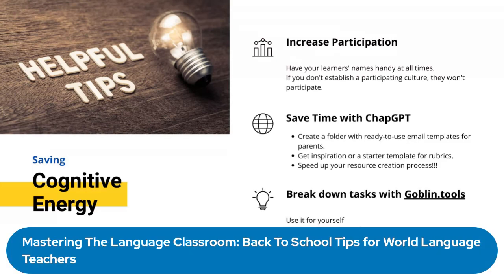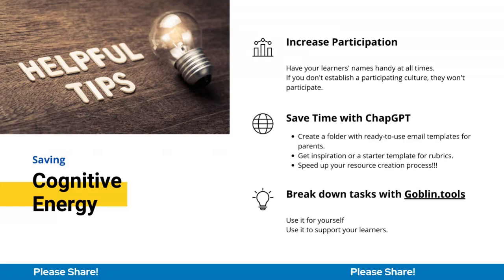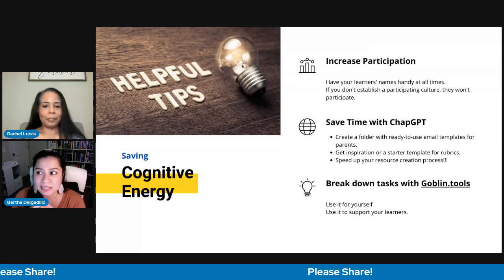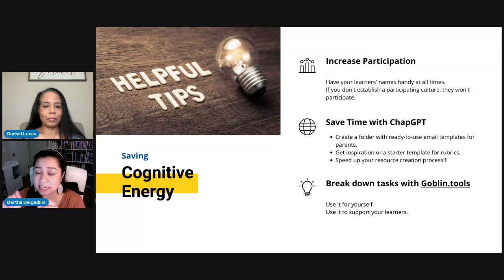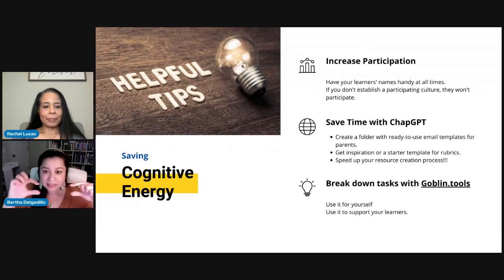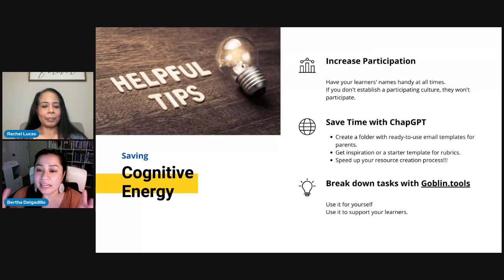Another tip that I have is to increase participation. Have your learners' names handy at all times. I'm waiting on my large popsicle sticks to get here, and I put my students' names on them. I have the most hideous handwriting, so I asked a student to write all the names of my students on those popsicle sticks. I've ordered different colors of large thick popsicle sticks. One class is going to be purple, one yellow, and one orange. It doesn't matter, I just use the colors that I have. Everybody in that class is going to be the same color.